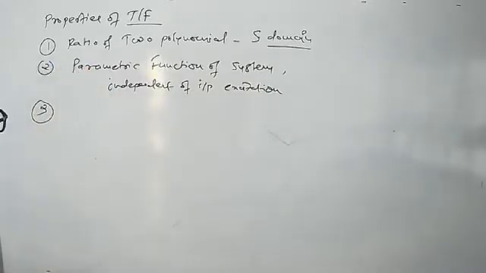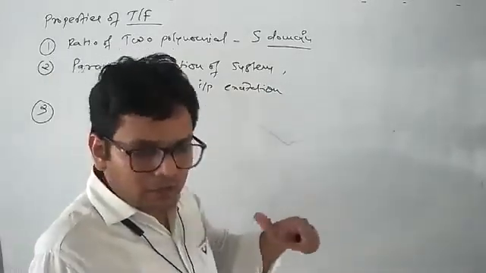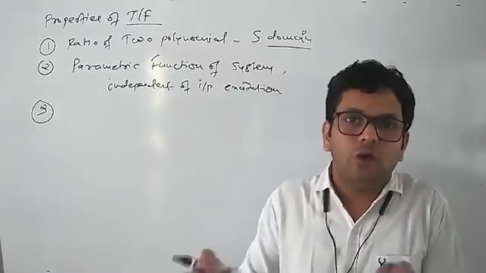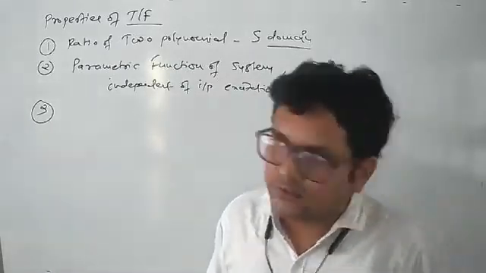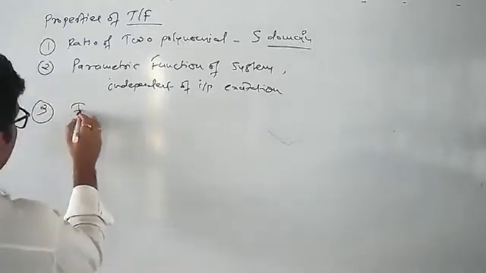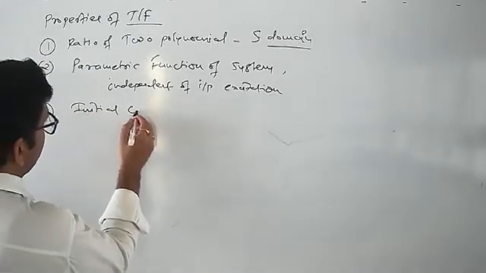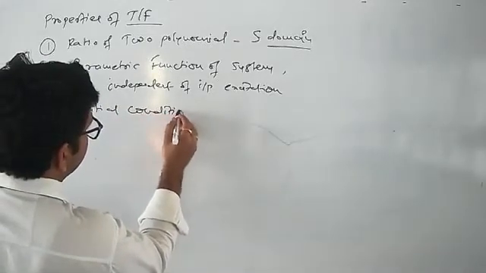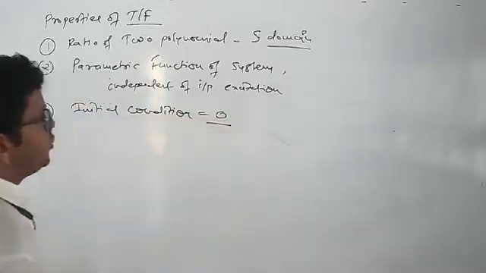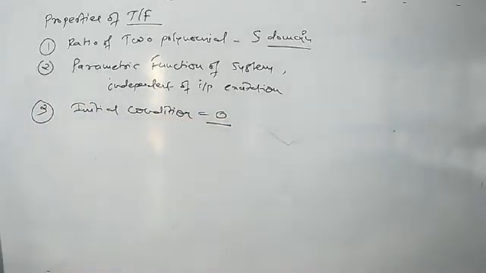Third property is that while obtaining the transfer function of a given control system, we need to assume all initial conditions to be 0. So initial conditions are assumed to be 0 while obtaining the transfer function of any control system.